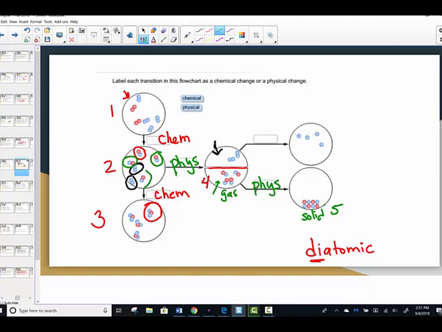Let's go to the top now. These blue diatomic molecules have been separated. Remember, to separate a molecule that's bonded together, you break bonds. You can't physically separate them. You must chemically break a bond. That's a chemical change.